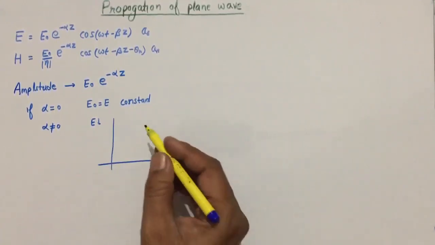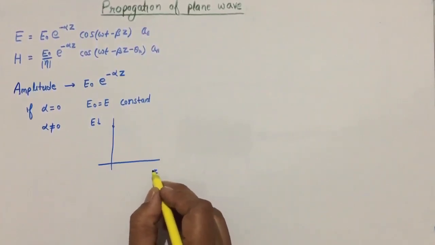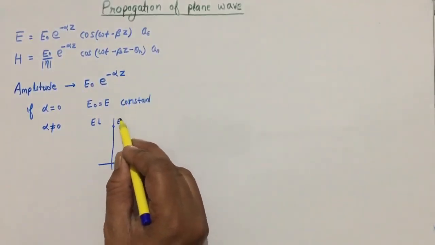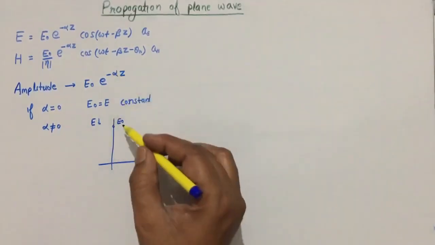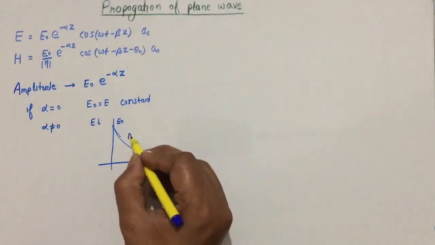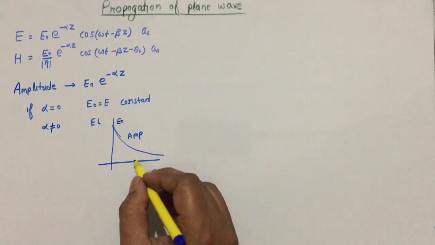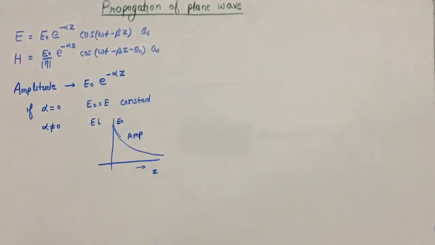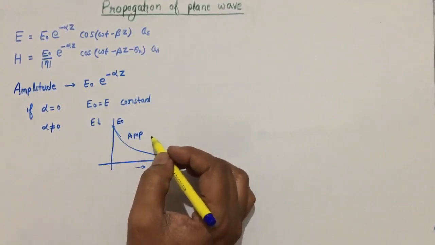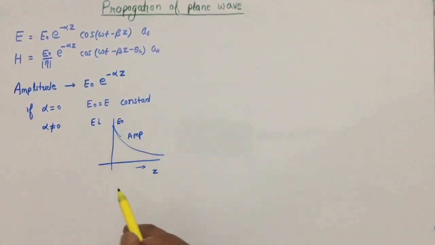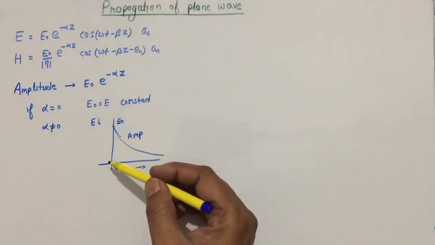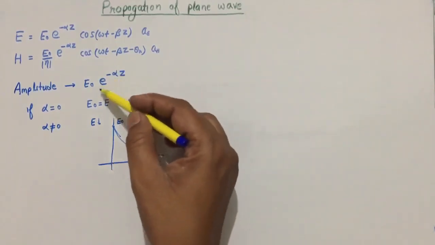And if we plot this, then we can find at z is equal to 0, this becomes equal to 1 and it becomes E naught. And as z increases, then it decreases exponentially like that. The amplitude is decreasing with z. This is E naught, and this function is E naught e to the power minus alpha z. We can find from here, as the wave propagates in the direction of z, it decreases or attenuates in its amplitude, and the factor of decrement is e to the power minus alpha z.